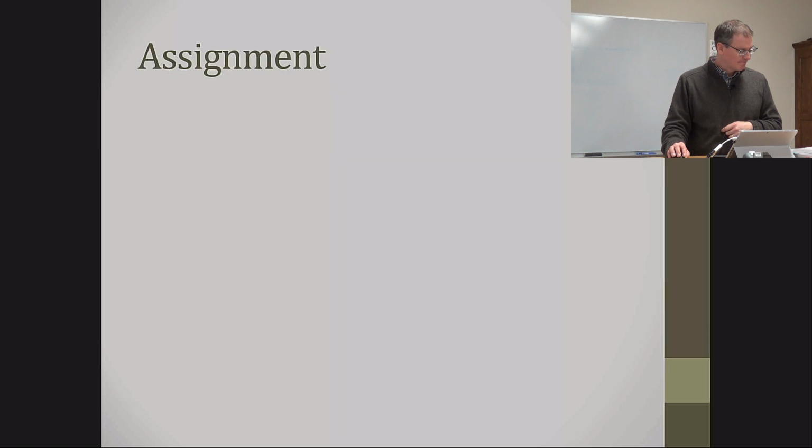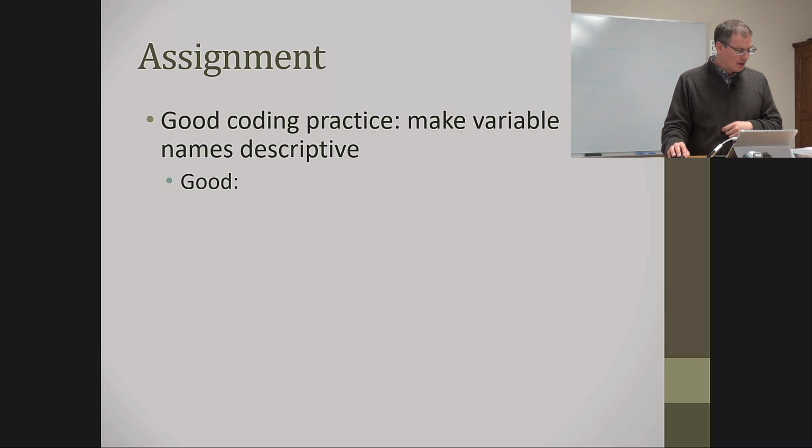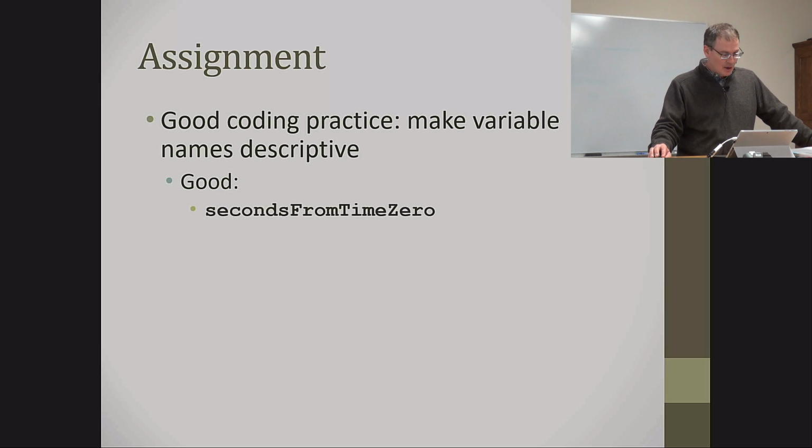Assignment. Good coding practice means we make our variable names descriptive, okay? So what are some good examples of variable names? Good practice in MATLAB means we make the names of variables such that if somebody not in this class were shown that variable, they would probably know exactly what that variable holds. Seconds from time 0. That's pretty clear.